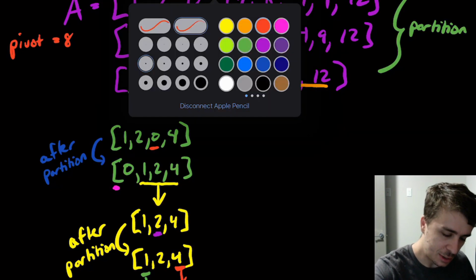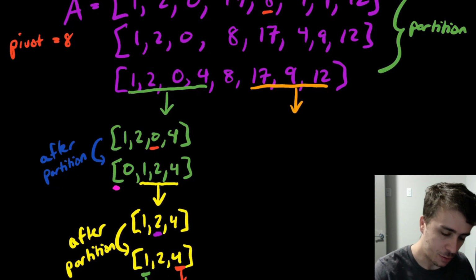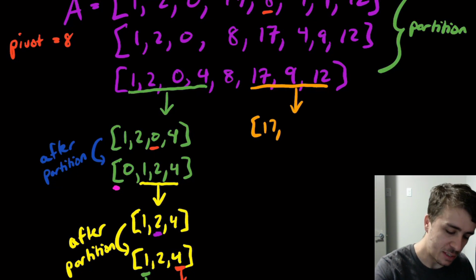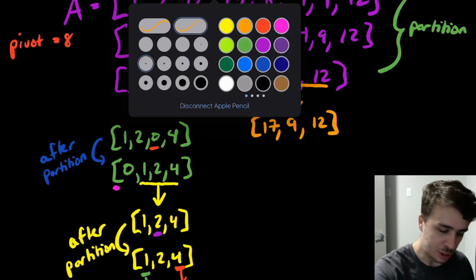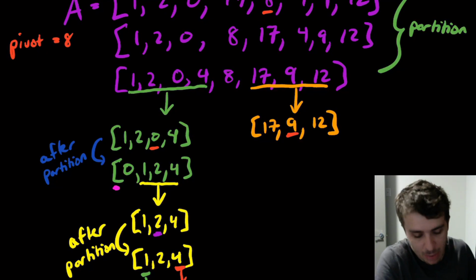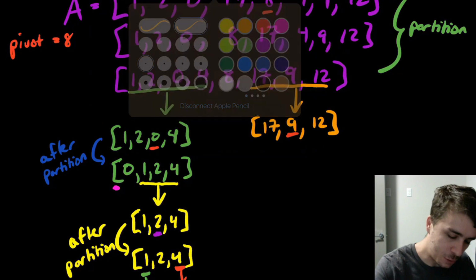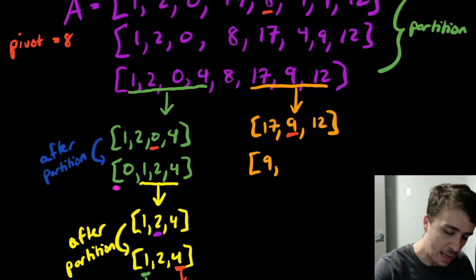All right, so let's do this recursive call. So we have here 17, 9, and 12. So let's just pick a pivot element. Let's just pick the middle one, which is 9, and we happen to pick badly in this case. So after partitioning, we're going to have 9, 17, and 12.